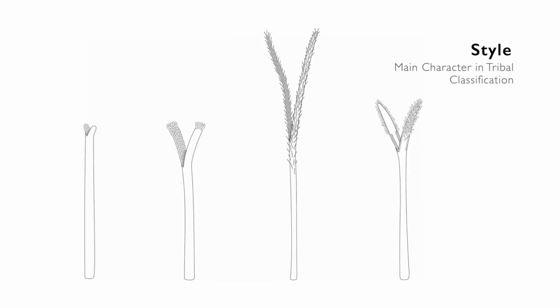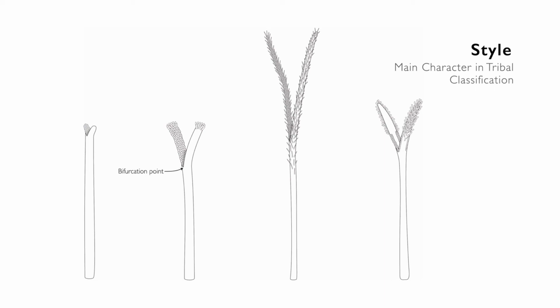by far the main character in tribal classification is the style. And with these examples that I have here, I am not even touching the surface of the whole diversity that occurs in the family. But the purpose of this slide is just to point out which are the main characters that you will be looking at in the styles in order to be able to identify the different types. So let's start with the very basic.